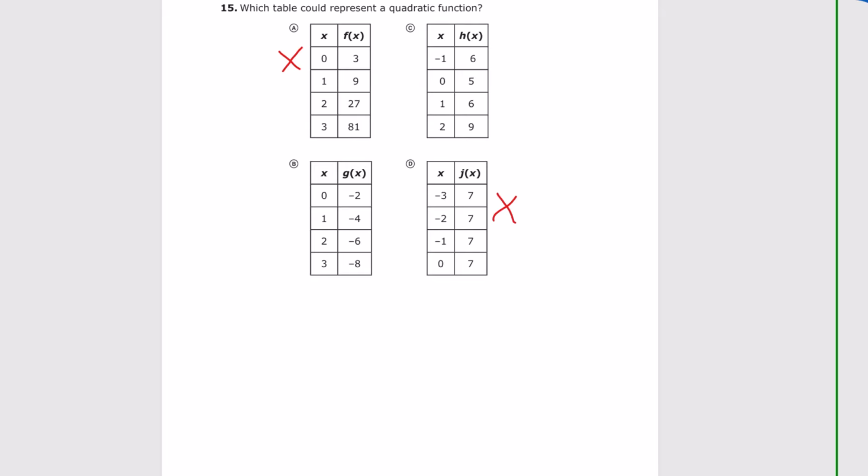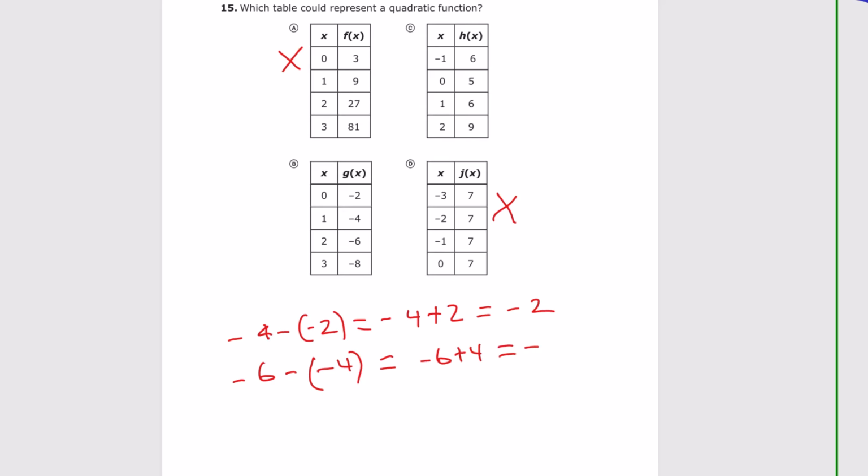The outputs are negative 2, negative 4, negative 6, and negative 8. We'll find the first differences. That means subtract each output from the next one. Negative 4 minus negative 2 equals negative 2. Negative 6 minus negative 4 equals negative 2. Negative 8 minus negative 6 equals negative 2.